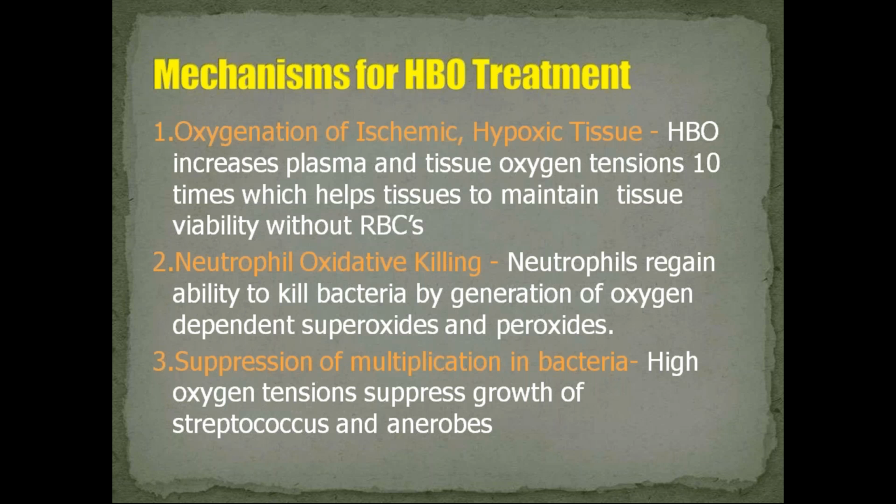Mechanisms: oxygenation of ischemic and hypoxic tissue. Hyperbaric oxygen therapy increases plasma and tissue oxygen tensions 10 times, which helps the tissues to maintain tissue viability without RBCs. Next, neutrophil oxidative killing. Neutrophils regain the ability to kill bacteria by generation of oxygen-dependent superoxides and peroxides. Suppression of multiplication in bacteria: high oxygen tension suppresses the growth of streptococcus and anaerobes. We have already seen it's a bacteriostatic.